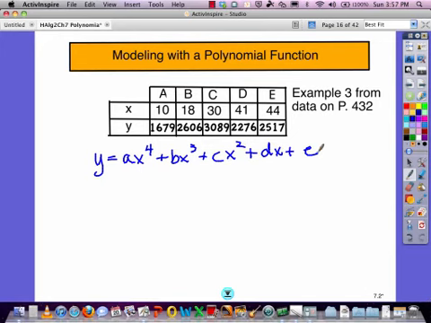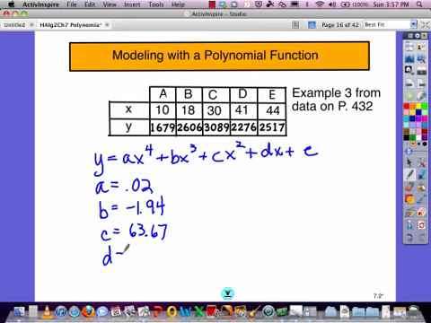If we said round to the nearest hundredth, double checking, these are the values I got. A would be rounded 0.02. B, negative 1.94. C, 63.67. D, negative 723.74. And E, 4,296.3. Those would be the coefficients, and you would now have an equation.